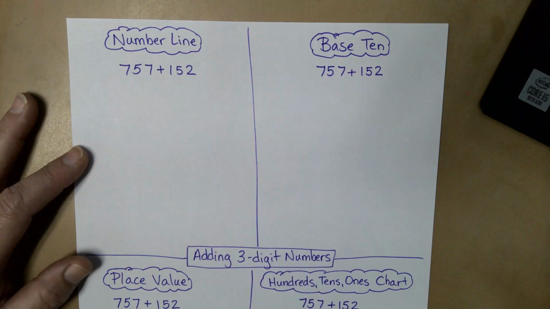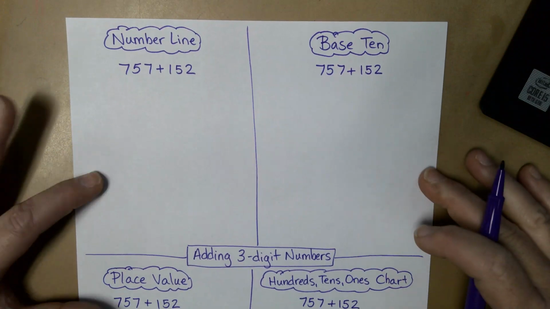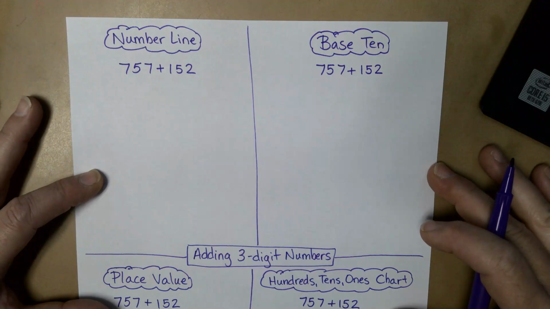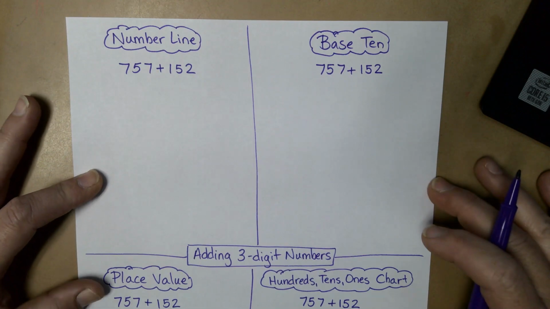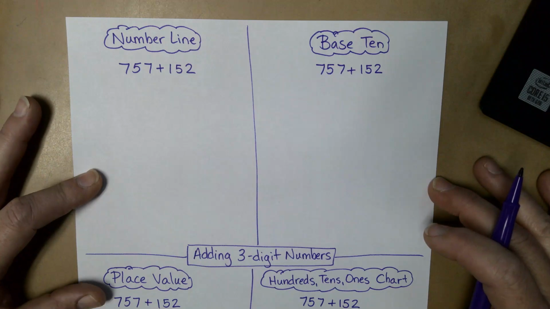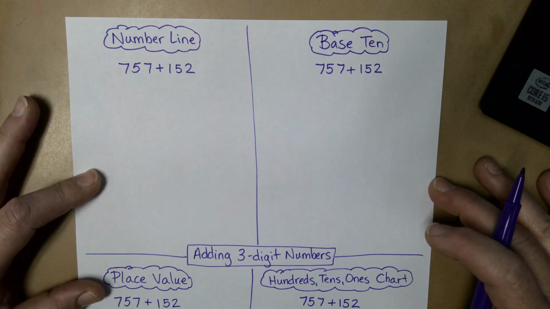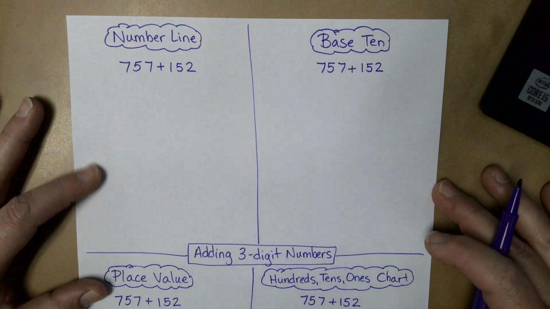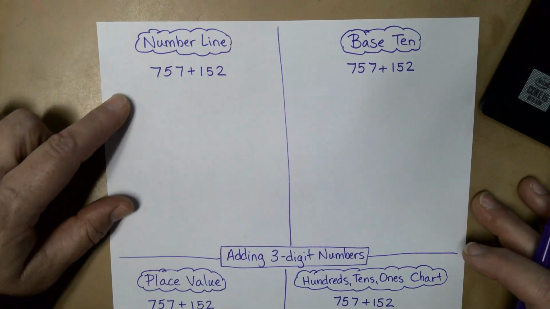I will post them on Parent Square, and I will also send home a sheet that looks exactly like this in your child's folder so that you have access to both forms of help should you need it when your child brings homework home. So I'm going to go ahead and start with the number line.